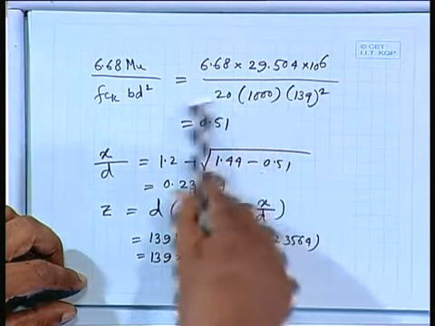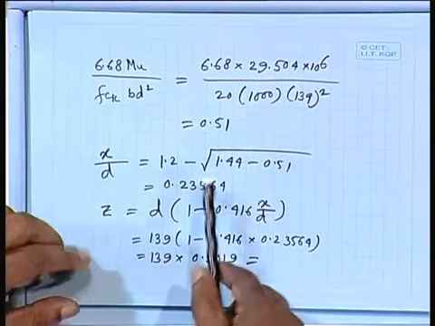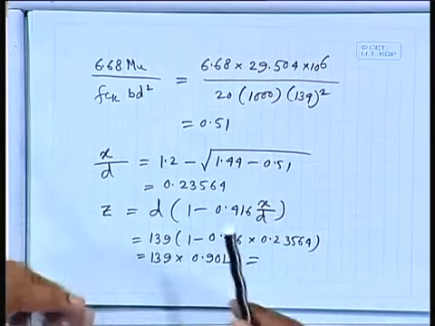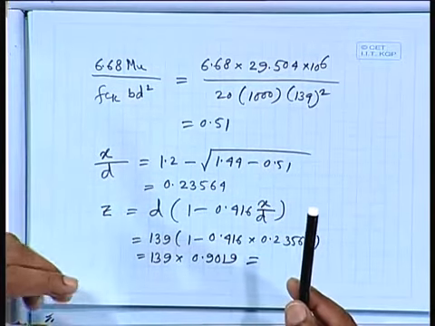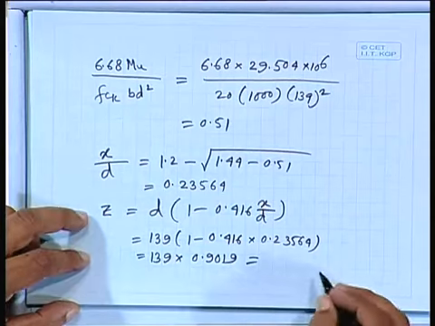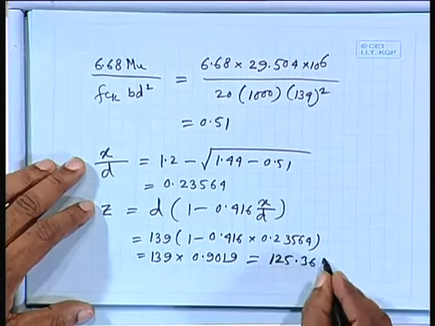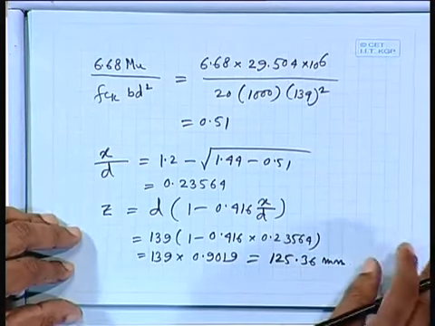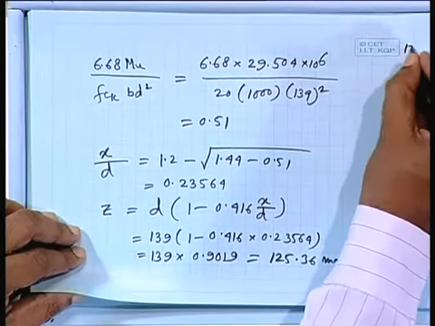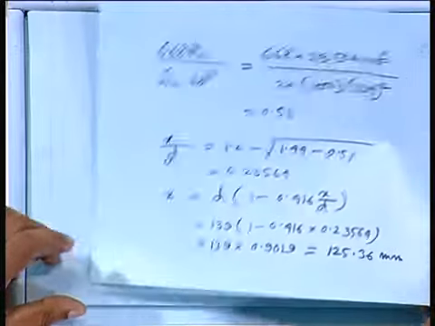When we do not want to calculate all those things directly, and you have no calculator, but we would like to estimate at site itself, that way also you can find out. So which comes as 125.36 millimeter. So Z we have got it.